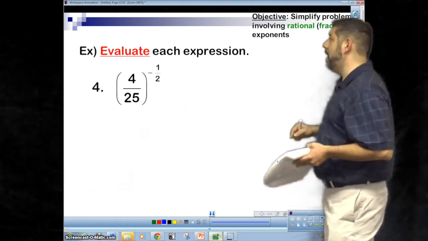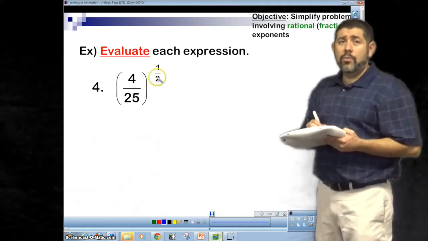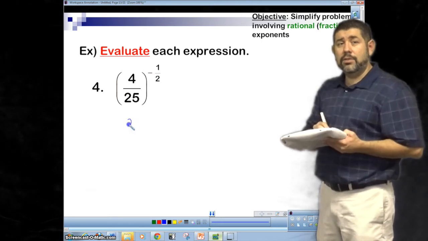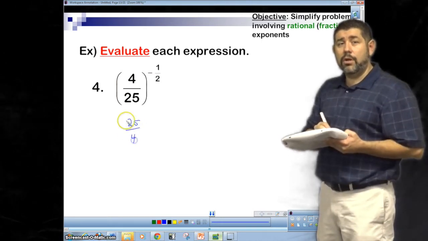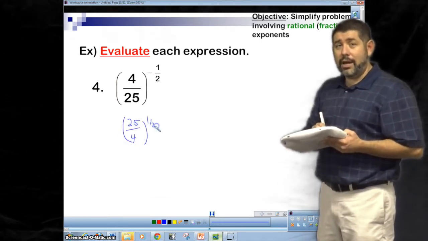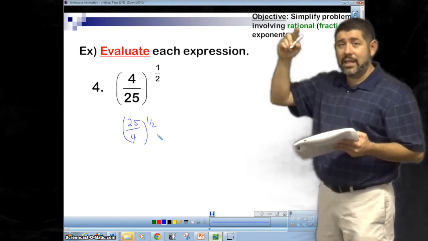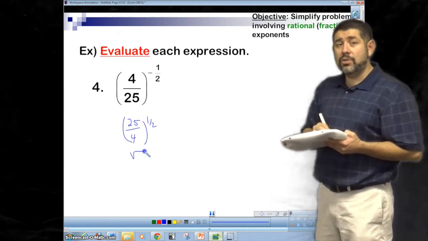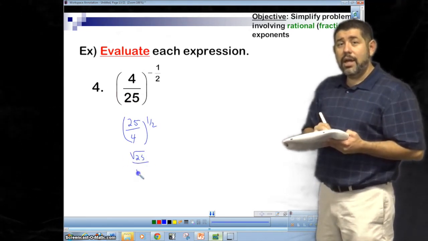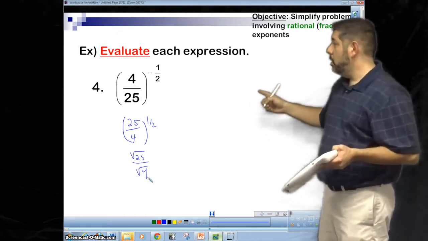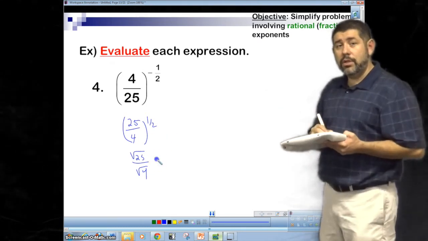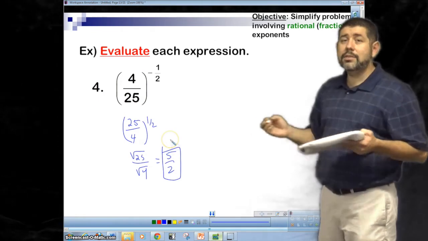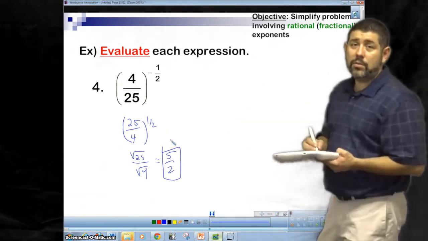4 over 25 to the negative 1/2. So we're going to use that negative, we're going to flip it, okay? So that's going to be 25 over 4 to the positive 1/2. Okay, that's what happens when we have a negative. We can flip it, make it positive. Now the 1/2 is going to make a square root of 25 and a square root of 4. Then we're going to take the square root of each one, and we get 5 halves. Simple as that, folks.